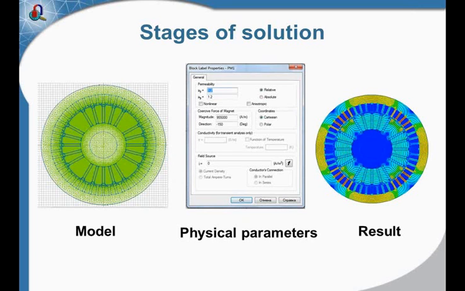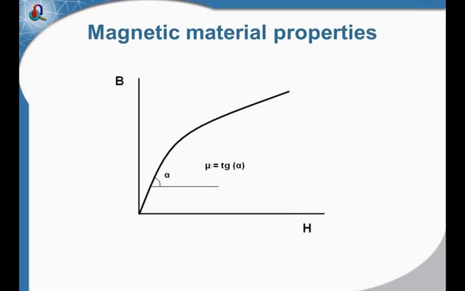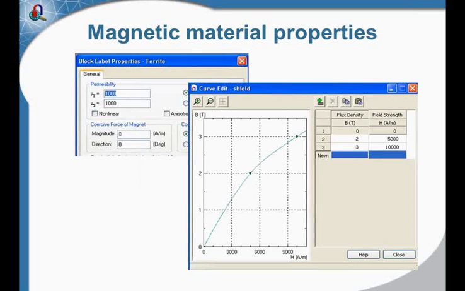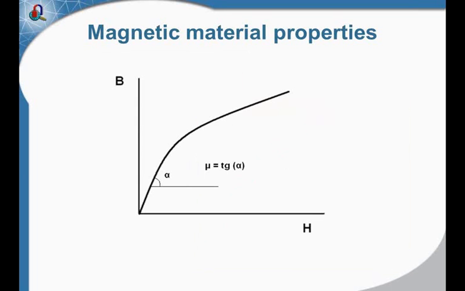What is specific to magnetic simulations is parameters. Let me explain a little bit how we define magnetic parameters. QuickField allows you to define the dependency of induction over H in two ways. In linear problems you may define permeability, or in nonlinear problems you may specify the curve. A BH curve may be specified.